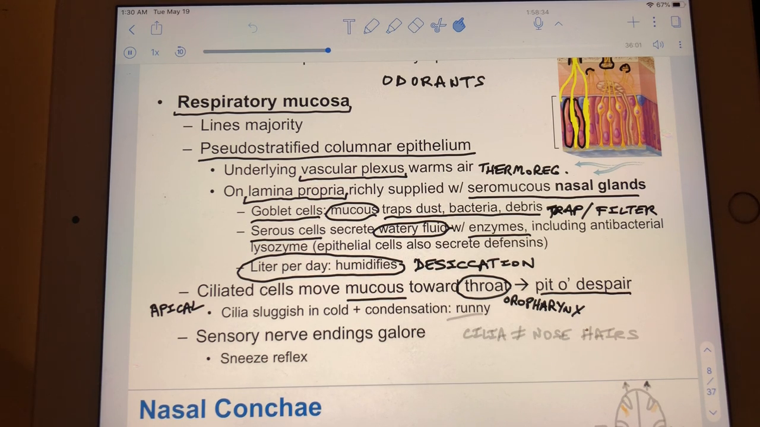Here's something kind of cool that might make you better aware of your cilia. And by the way, cilia and nose hairs are not the same thing. Most of your nose hairs are in the nasal vestibule. Okay, you know how sometimes if it's really cold outside, you'll step outside from a warm building and all of a sudden you get a runny nose? That's because your cilia don't work as well. They're not as efficient. They're not as metabolically active, okay, when they're cold, right?